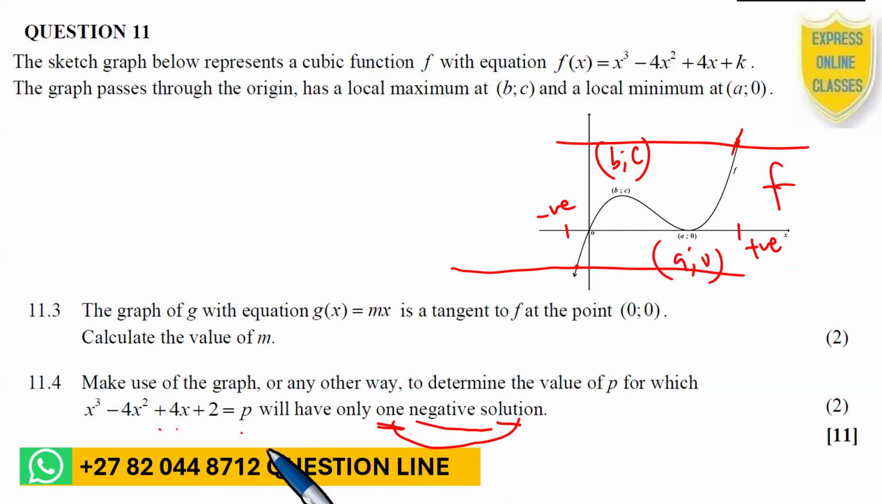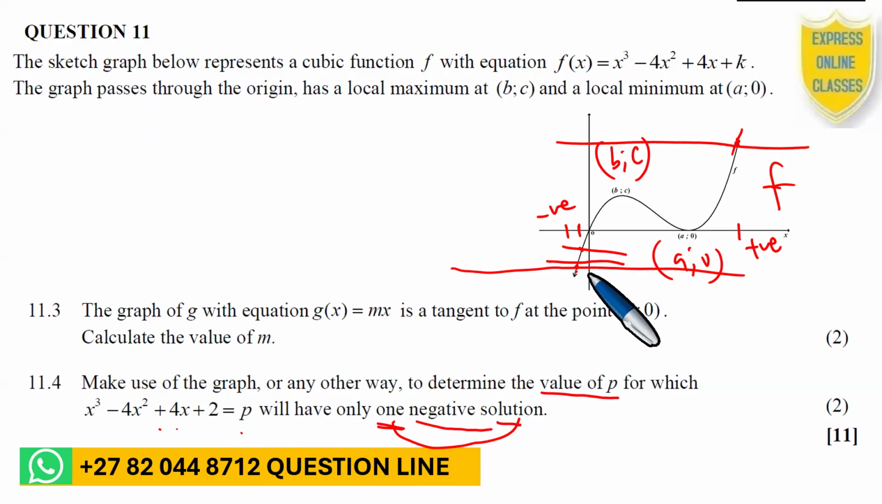But now they're saying, for what value or values of p will this be true? If you consider this original graph, any line like this is always going to give one solution and a negative solution, one point of intersection and a negative solution there. You get the point?